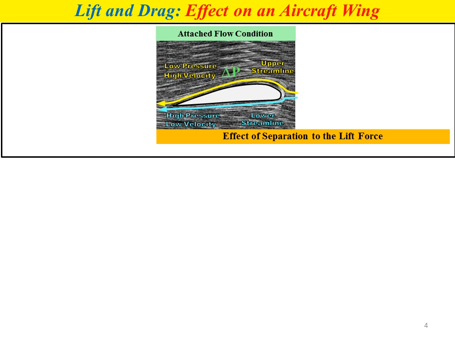Okay, so due to the pressure difference between the upper pressure and the lower pressure, we have a pressure difference delta P, and this delta P value is important because it determines the value of the lift force. So delta P will produce lift force, and for an aircraft wing we need a higher value of lift force in order to lift the aircraft wing upward.